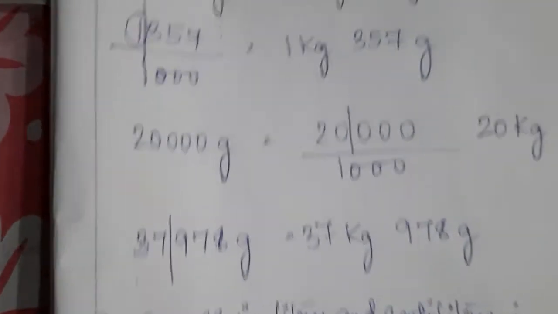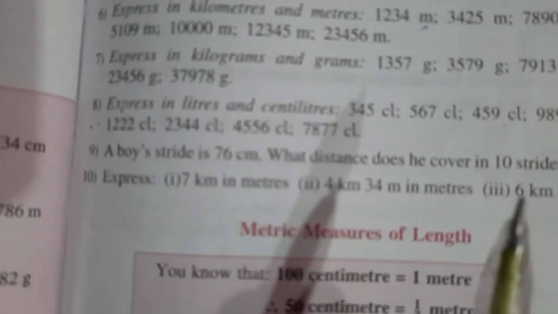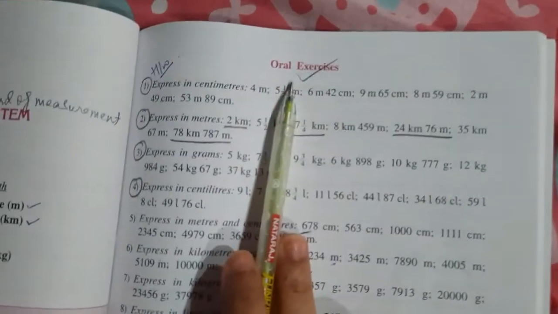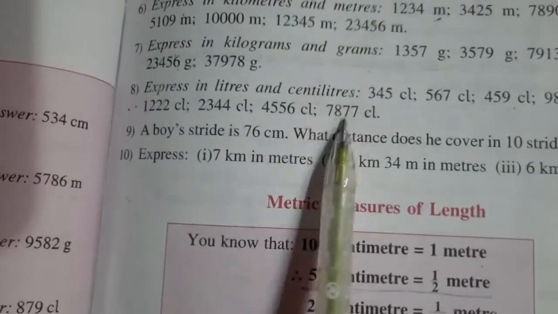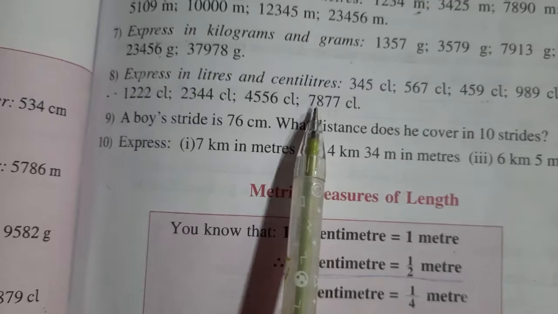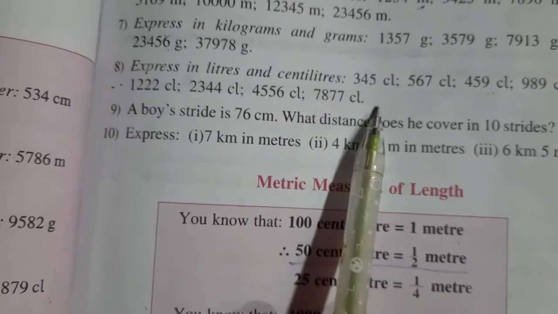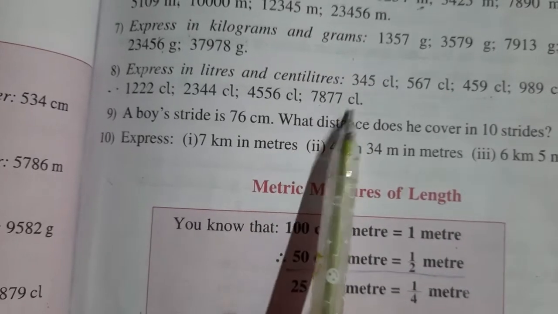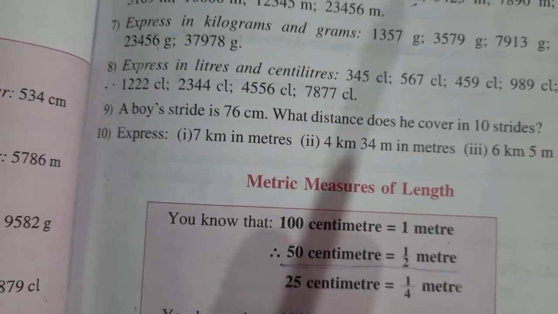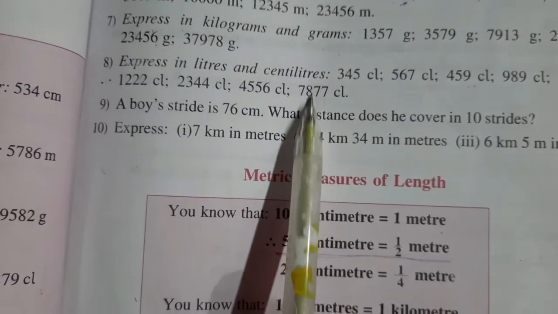Fine. Now let's do the last question here. 7877. Let's do it orally only, because this is an oral exercise, so let's try to solve this question orally. We have to express in liters and centiliters. 1 liter is equal to 100 centiliter, so we are going to divide it by 100. How many zeros does 100 have? 100 has 2 zeros, right? So skip 2 numbers, put a bar here.